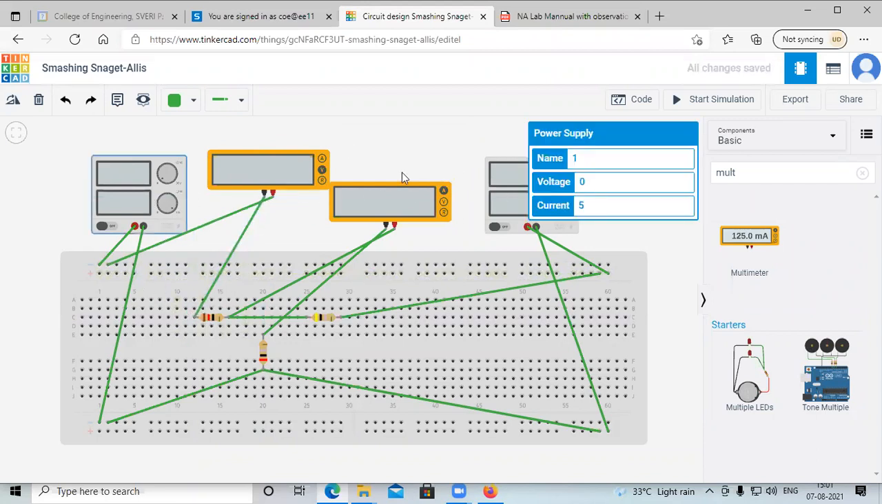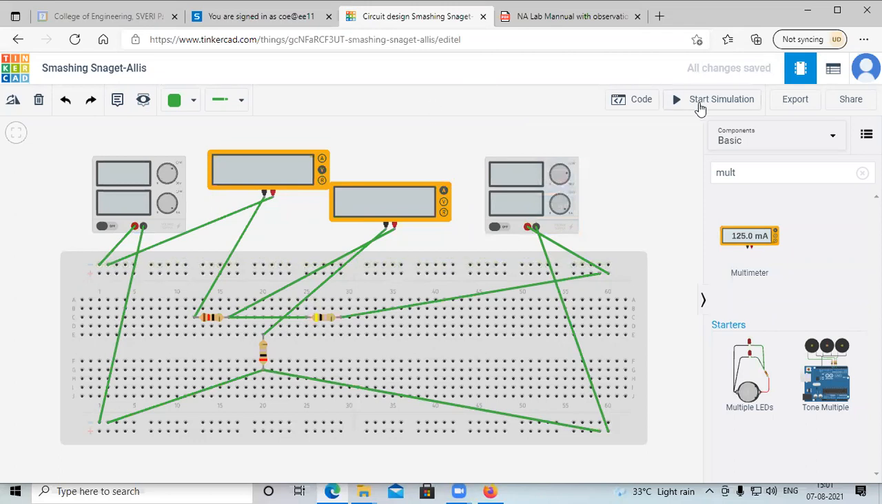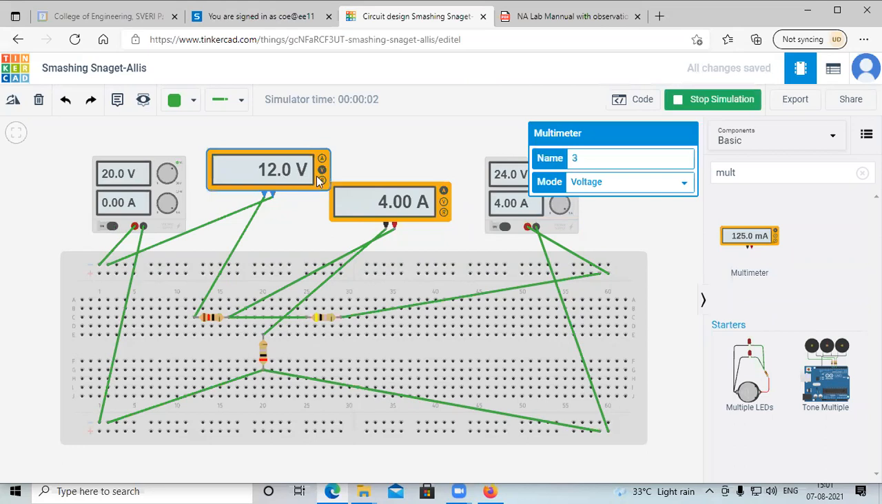When each individual source is acting alone, I calculate for each source. See, suppose the voltage is 20, then the other voltage is 24. So I will start the simulation. Set it to ampere. Okay, see, it is 900 milliampere. The current flowing from R1 is 900 milliampere.